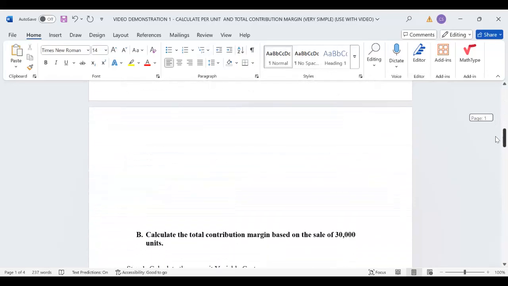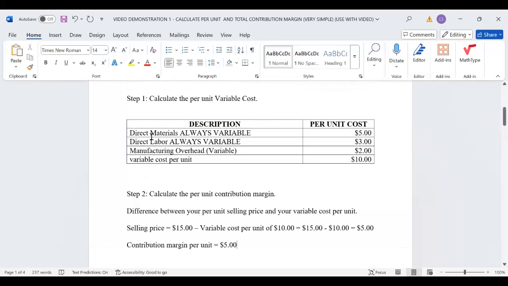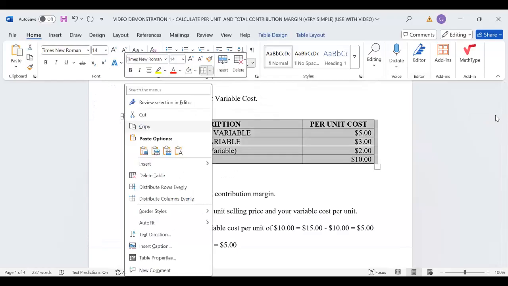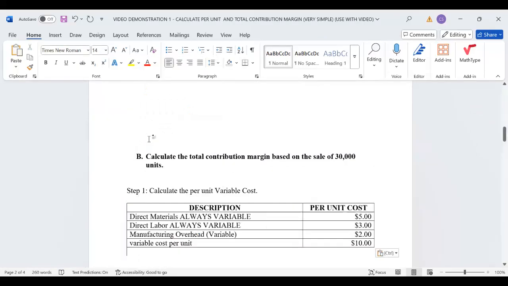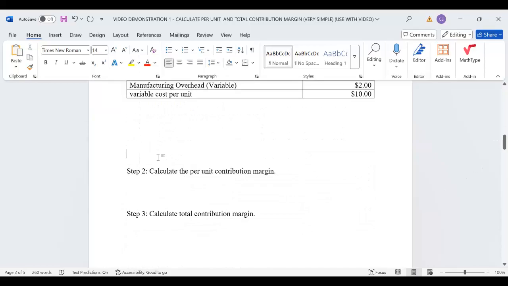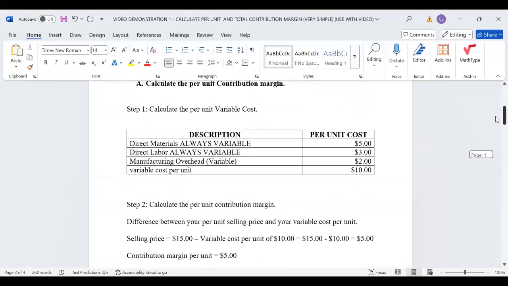Total contribution margin, step one is the same, so I'm going to just copy that down. Step two is the same, so I'm going to copy that down.